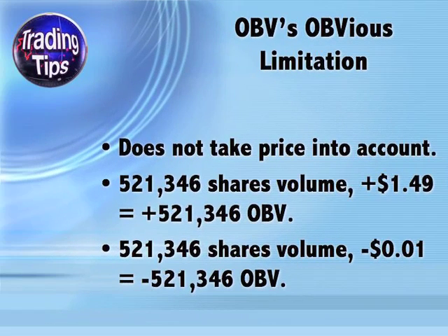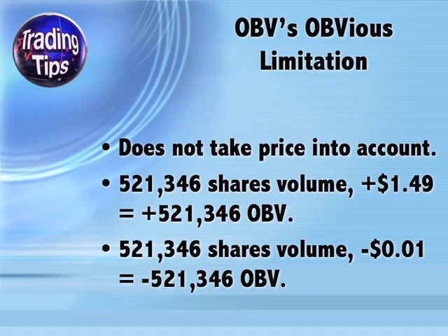Now, the obvious limitation of on-balance volume is that it doesn't take the degree of a stock's price movement into account. For example, if a $10 stock had daily volume of 521,346 shares and it was up by $1.49, that's 14.9%, then 521,346 would be added to its OBV line.